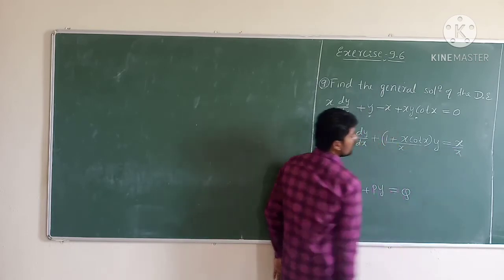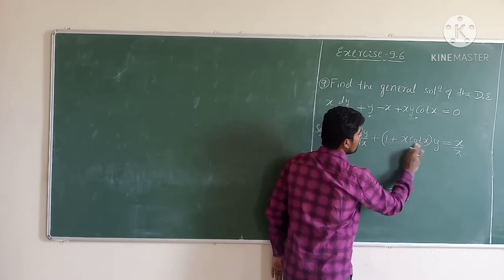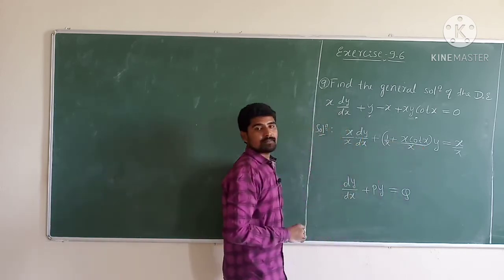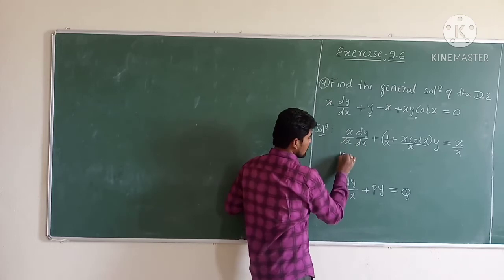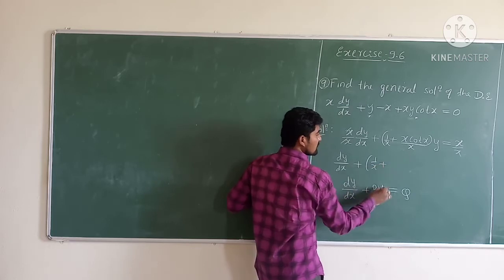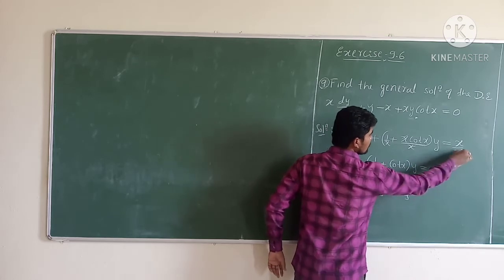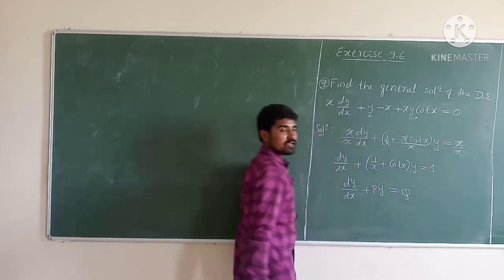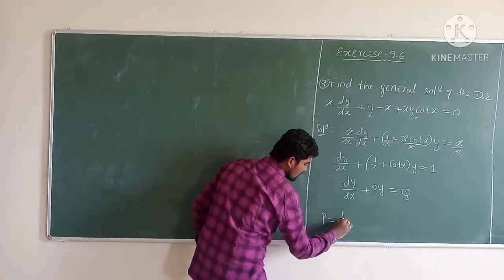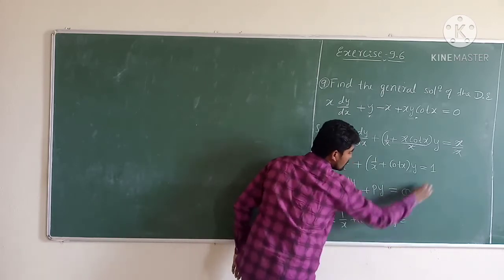Divided by x. And now this (1 plus x cot x) divided by x can be written as 1 divided by x plus x cot x divided by x. So x and x get cancelled: dy by dx plus 1 by x plus, here x and x get cancelled, cot x into 1, which is equal to, x and x get cancelled, 1. On comparing these two, we get the value of p is equal to 1 by x plus cot x, and the value of q is equal to 1.